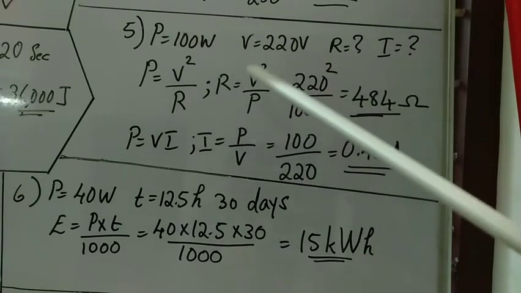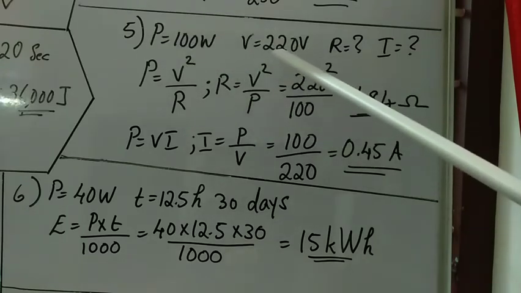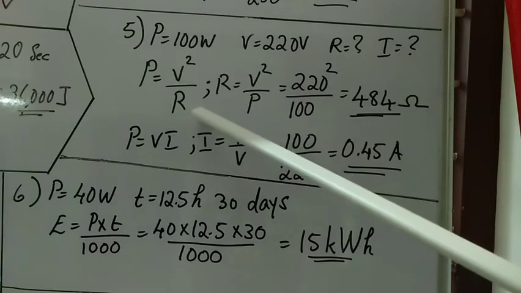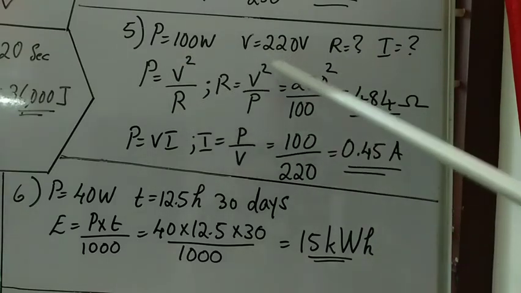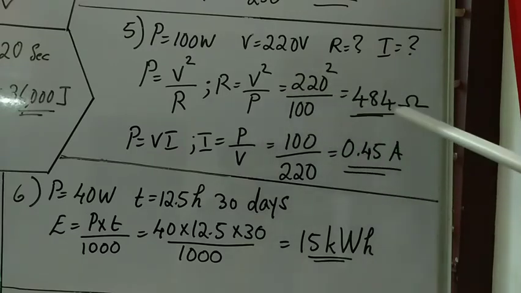So we have to take the relation which has all three physical quantities: power, potential difference and resistance. We have P is equal to V square by R. From that, R is equal to V square by P. That is 220 square by 100. You will get the answer 484 ohm.